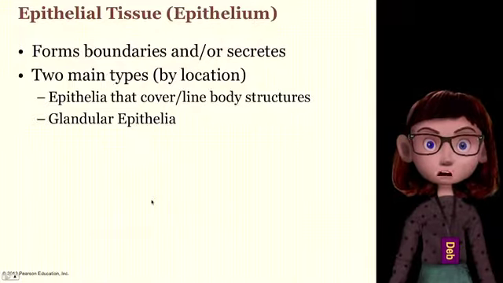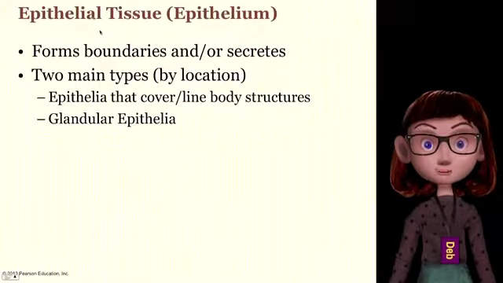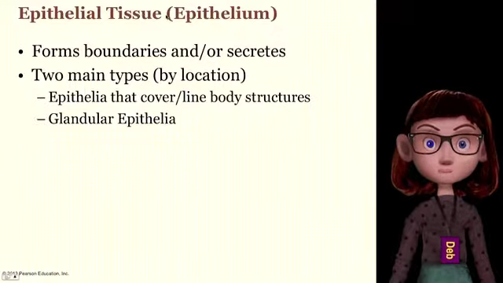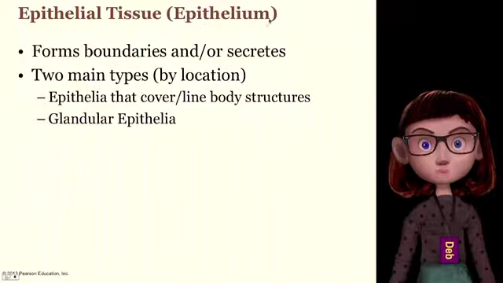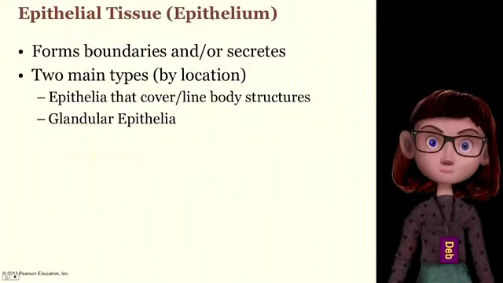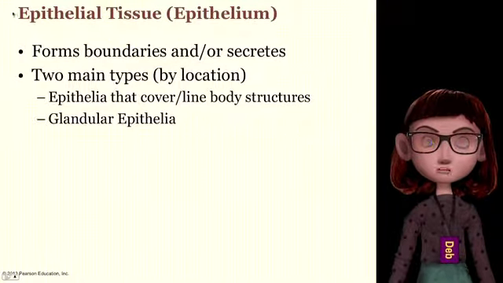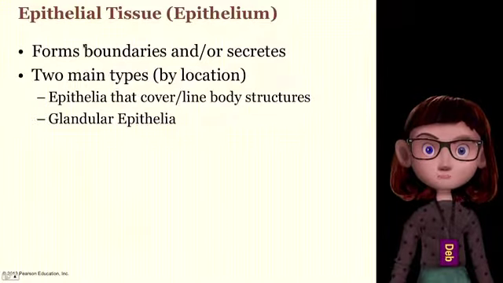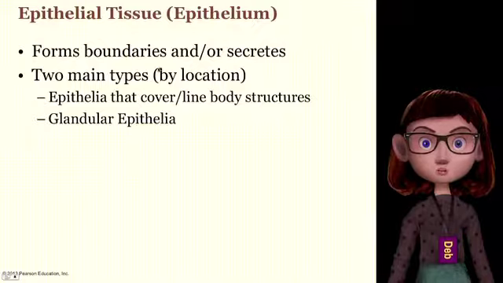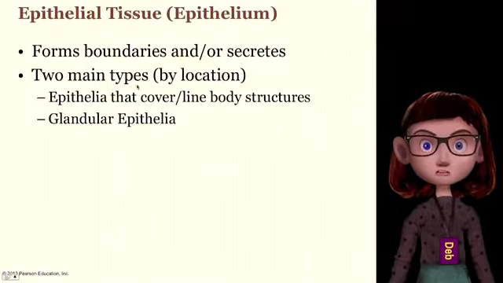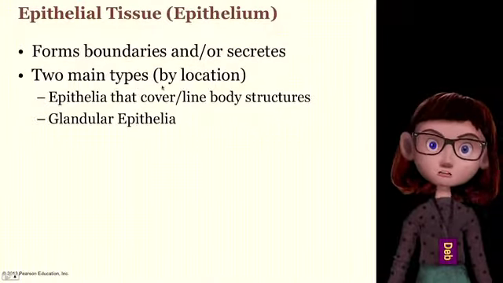Epithelial tissues. Now keep in mind, this word epithelial, that is an adjective. It describes the type of tissue. When we say epithelium, that's a noun describing epithelium, what it is. If you see epithelia, I-A, that is plural for epithelium. But what does epithelial tissue do? It forms boundaries and or it secretes. There are 2 main types that we can study by location.